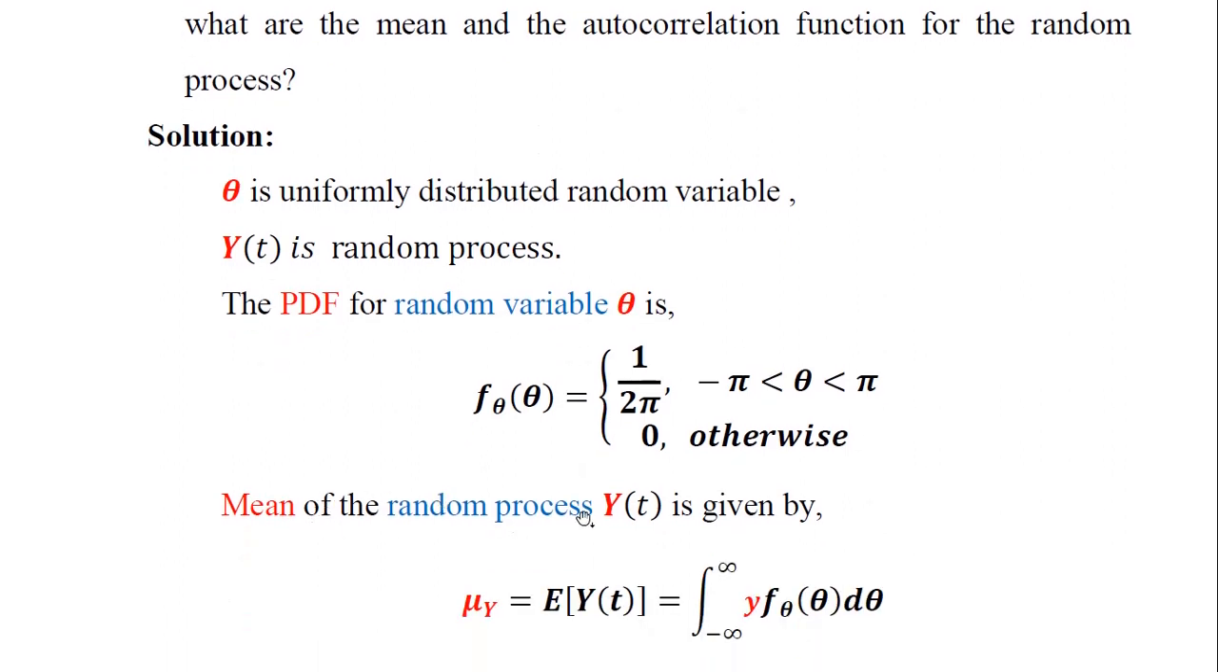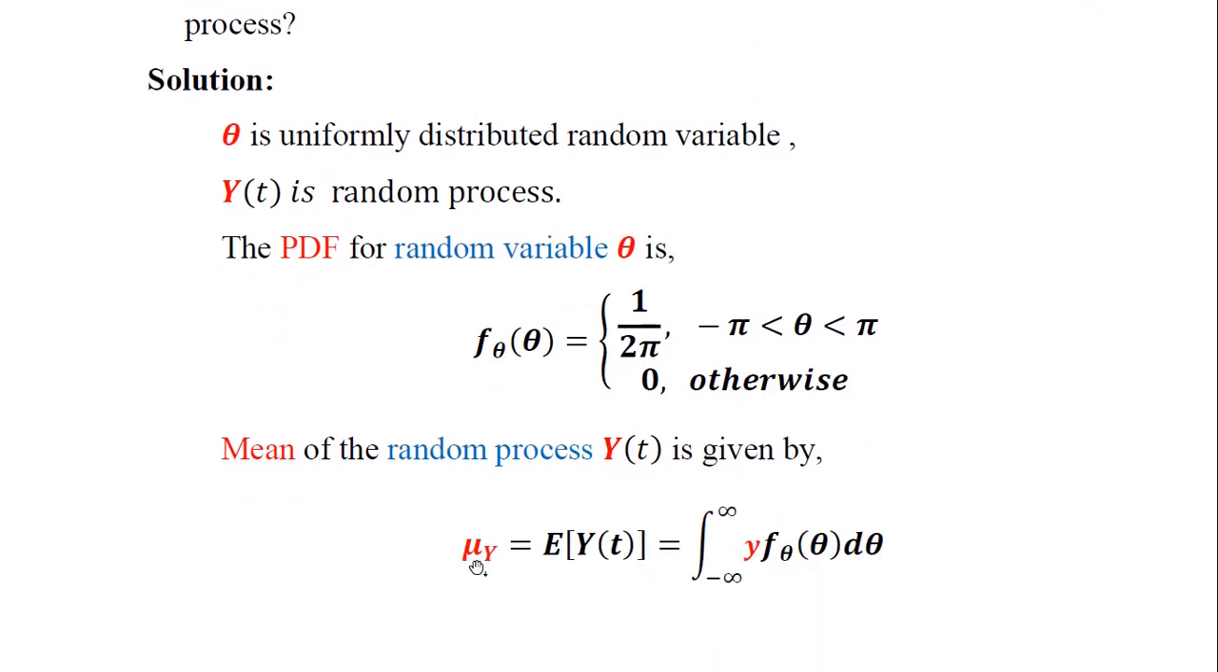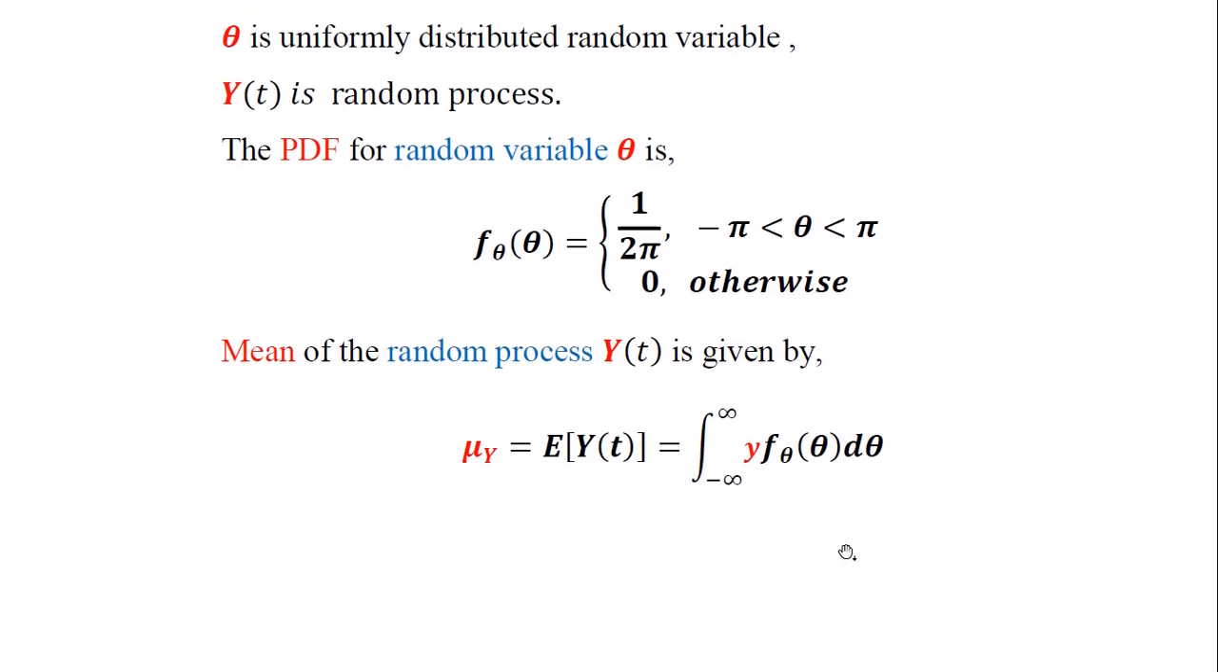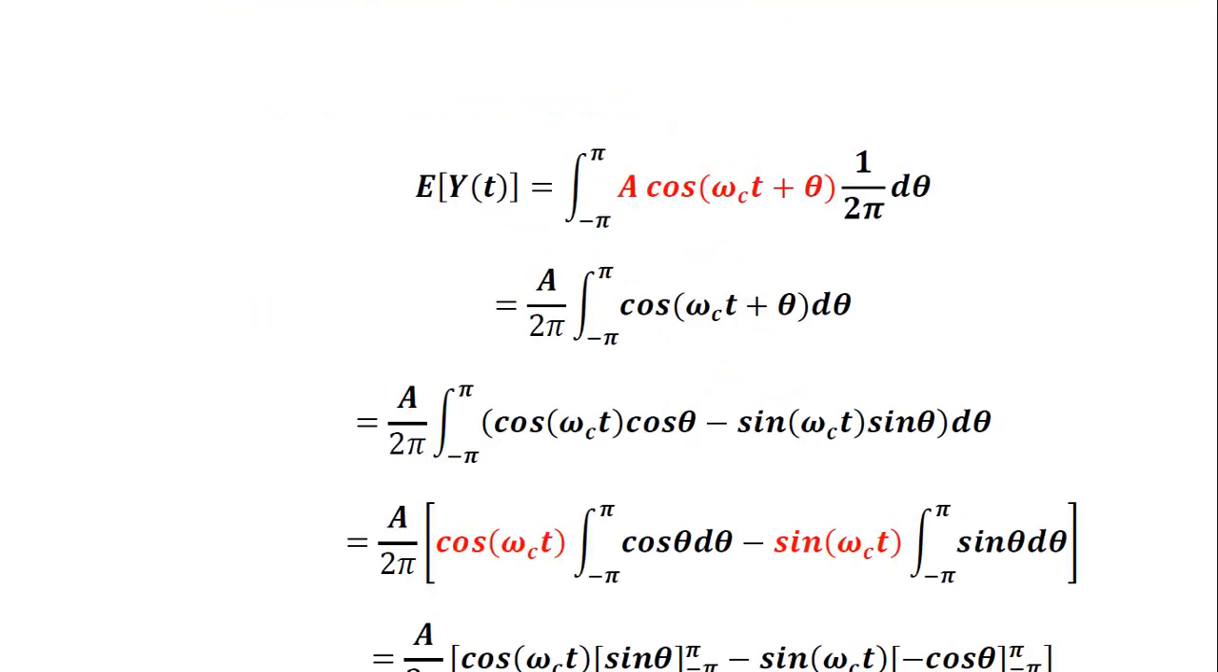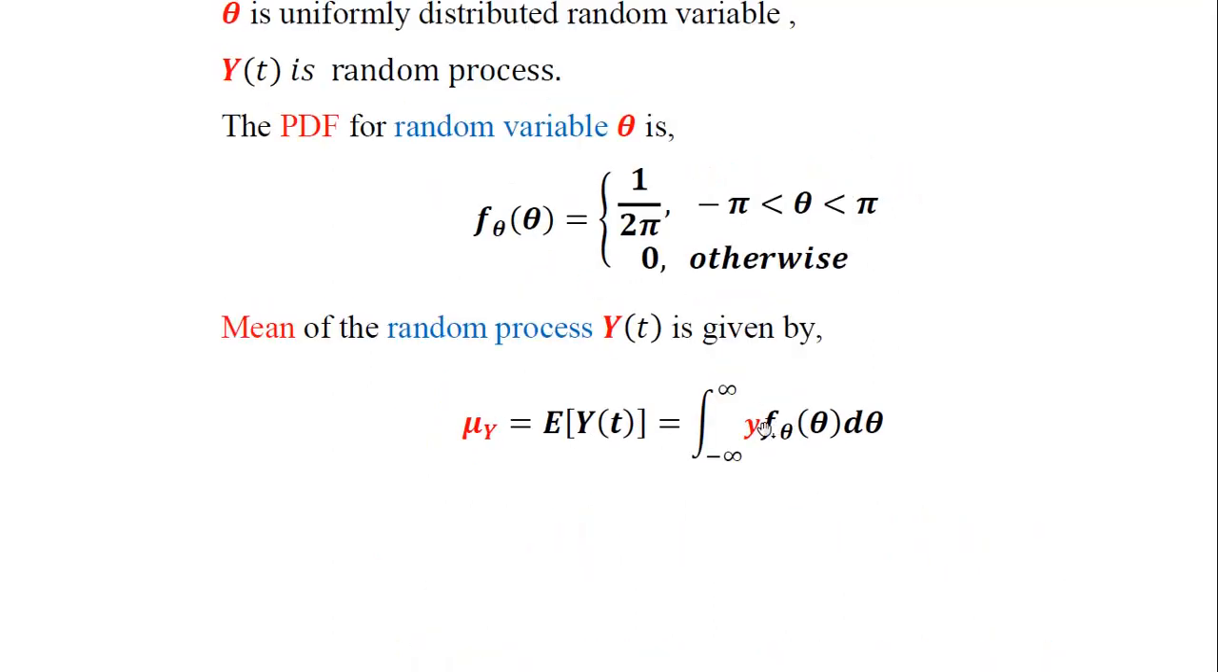Next, the mean of the random process y of t is given by mu y is equal to expectation of y of t. So this is equal to the integral of y, the sample function indicated as a lowercase y here, multiplied by the PDF of the random variable which we found above, with respect to d theta. The mean value can further be simplified by substituting the equations as below here. Now what is the equation for y?